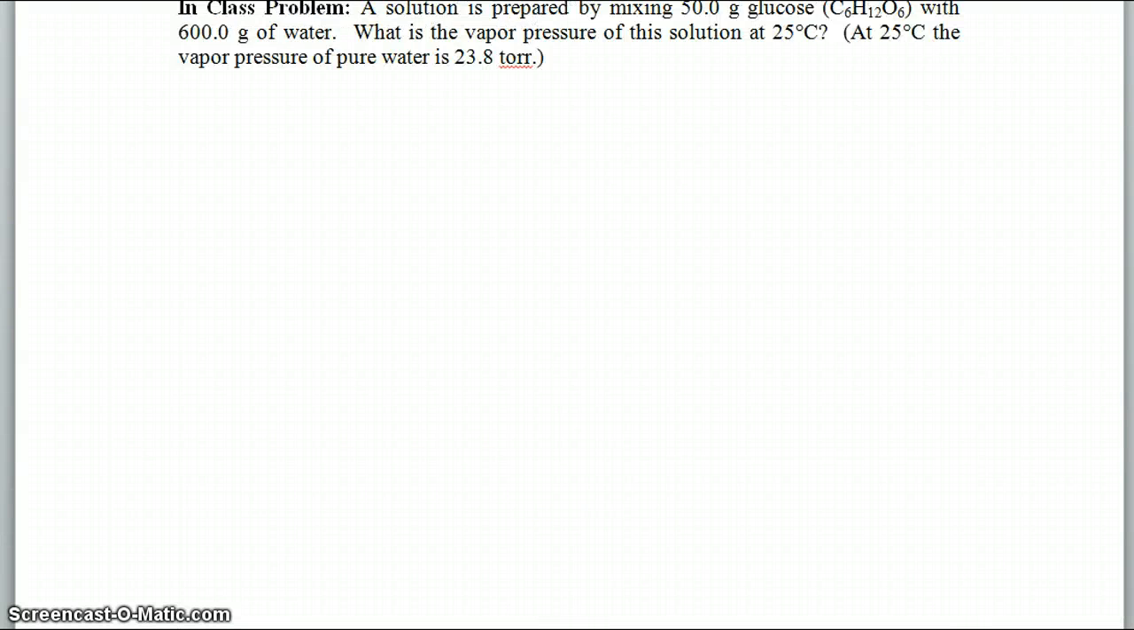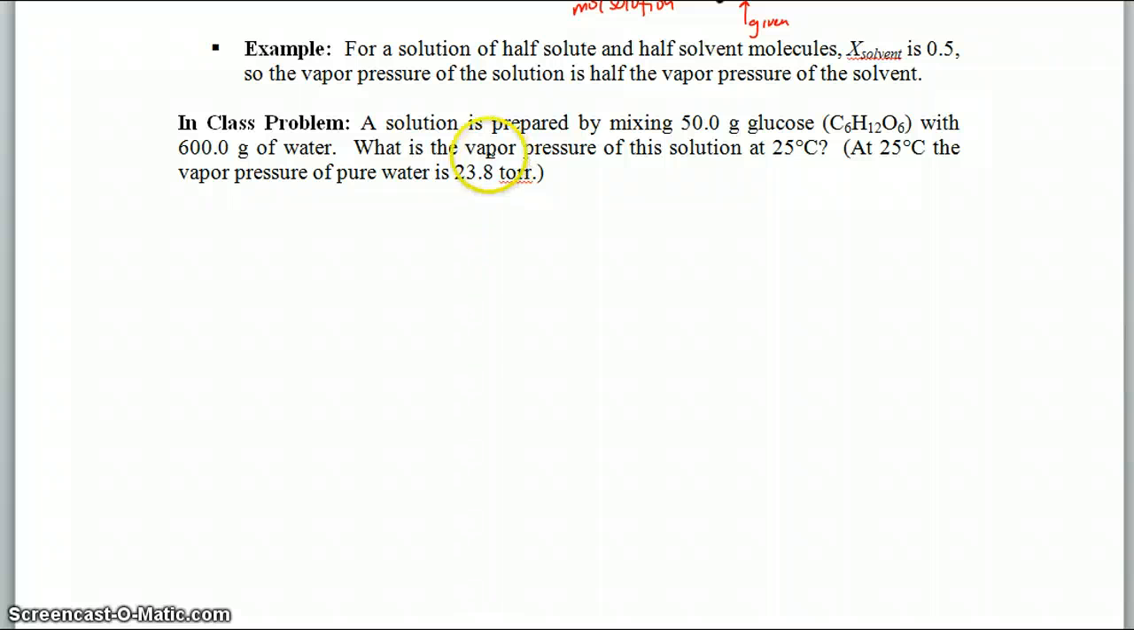So let's look at this problem up here for a moment. So a solution is prepared by mixing 50 grams of glucose with 60 grams of water. So it should be clear to you that this is your solute, and then this is your solvent. Okay, and the question is, what is the vapor pressure of this solution at 25 degrees Celsius? Okay, and it tells you that the vapor pressure of the pure water, your pure solvent, is 23.8 torr. So go ahead and pause the screencast and take a moment to solve that problem.